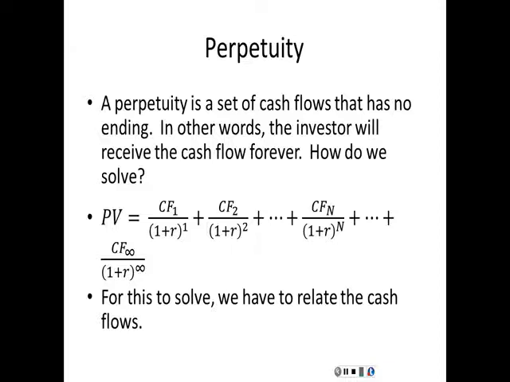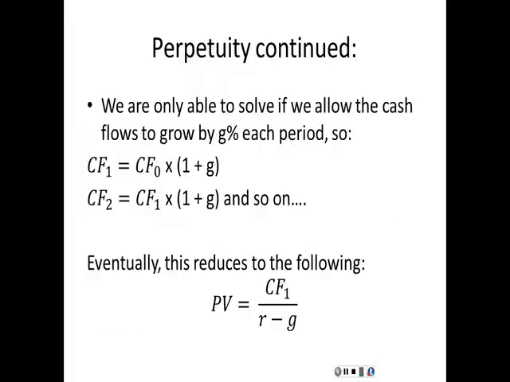So if we tried to solve this, it would be the present value of a cash flow stream where we go from period 1 out to infinity. But to solve this, we need to relate the cash flows, otherwise it's unsolvable. So there's two ways we could do this. One, we could let the cash flows grow at a rate of G% every year. Or two, we could just let them be all equal. Let's look at the growth case.